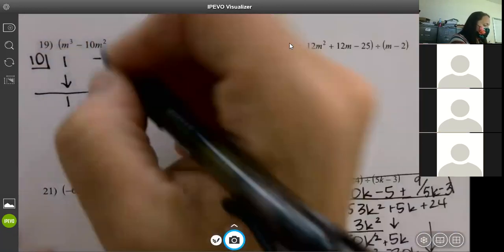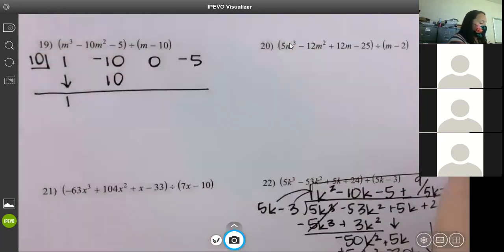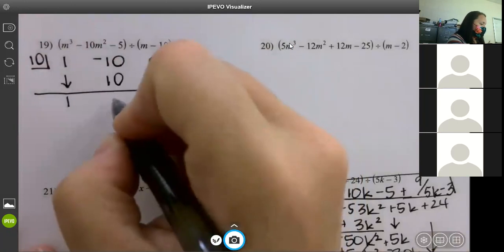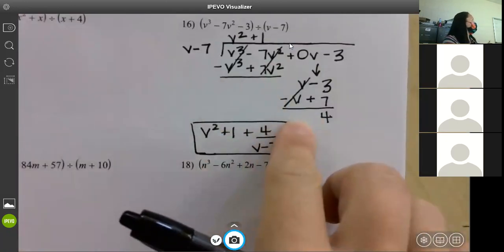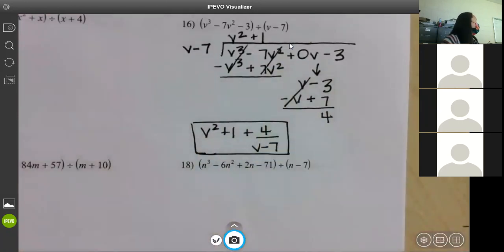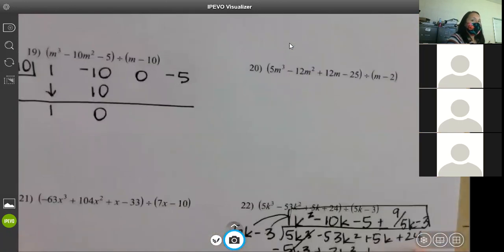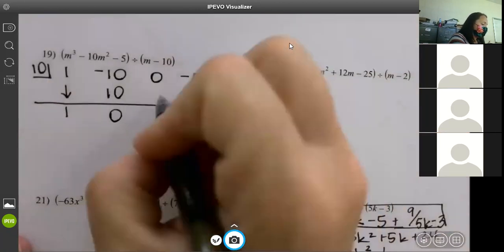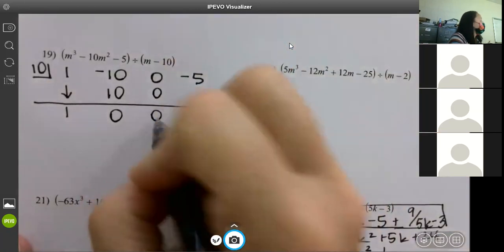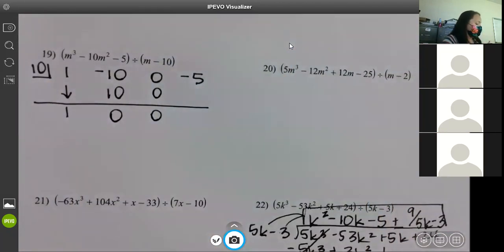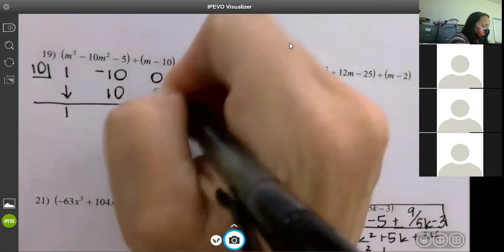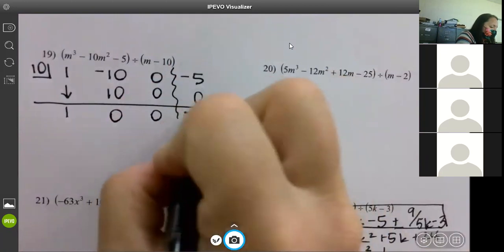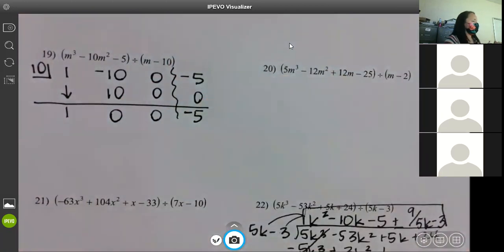Times 10. 10. When I add that up, what happens? They cancel out. Remember up here when we did this one, I told you things are going to cancel out like crazy. Anytime you skip, it'll do that. So multiply. 10 times 0 gives you another 0. Times 10 is, and we have a remainder of negative 5.